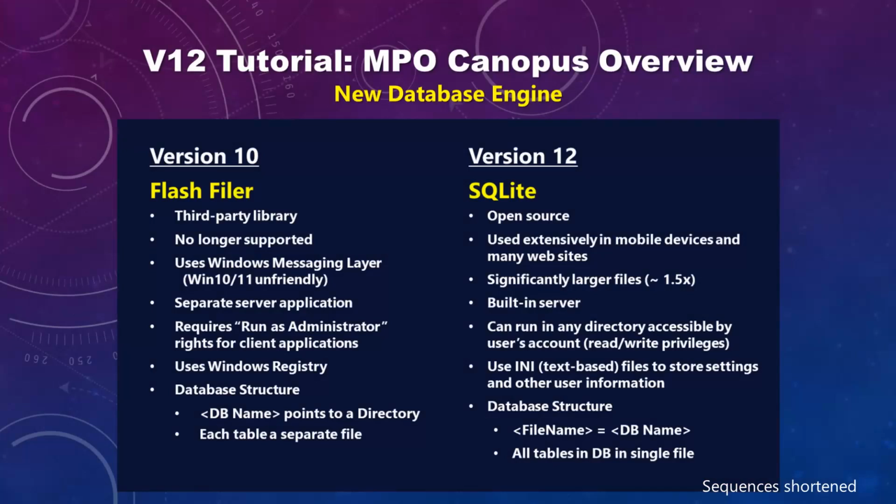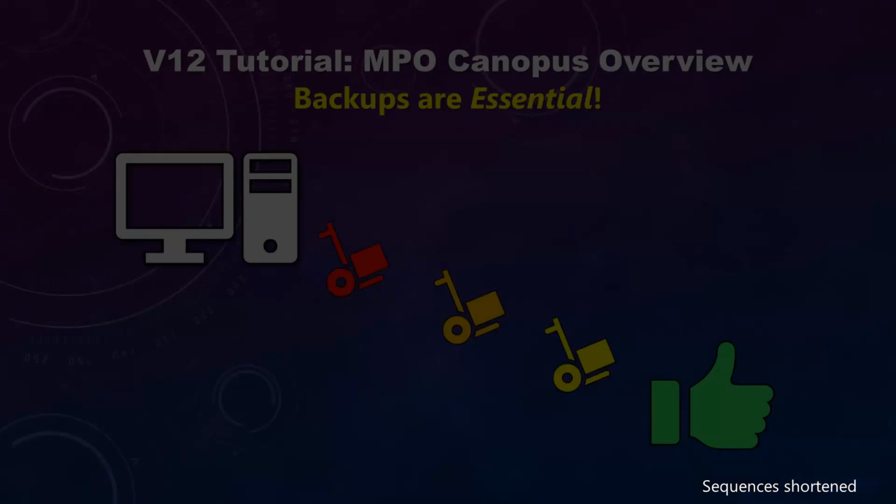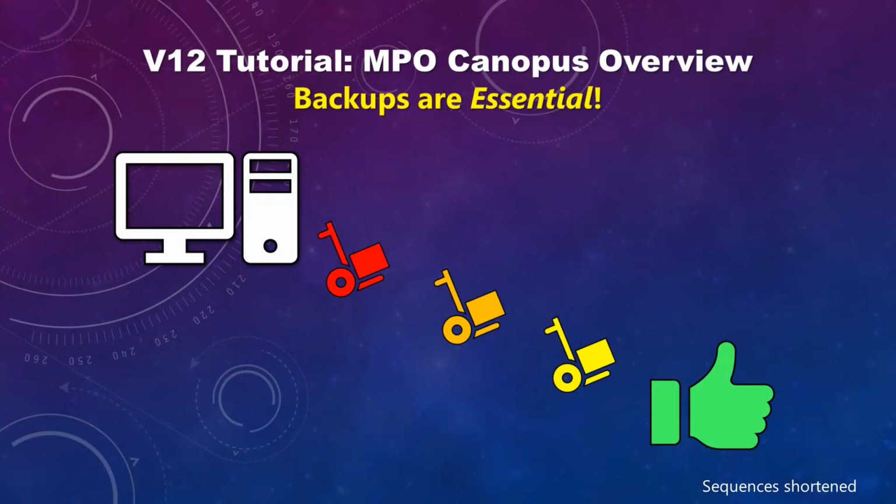There is a separate tutorial on the changes switching from the Flash Filer database engine in version 10 to the SQLite engine in version 12. You should make a point of viewing that tutorial sooner than later. It's particularly important for those sharing exported sections and observations. There is also a separate tutorial on making backups of the database tables.